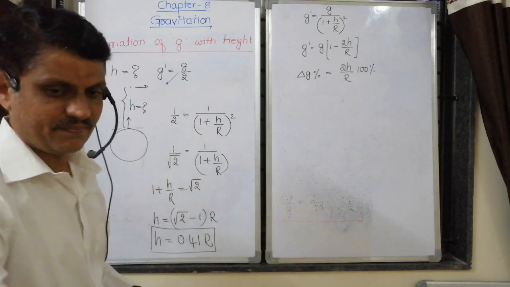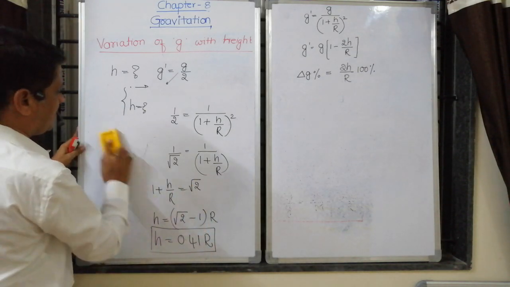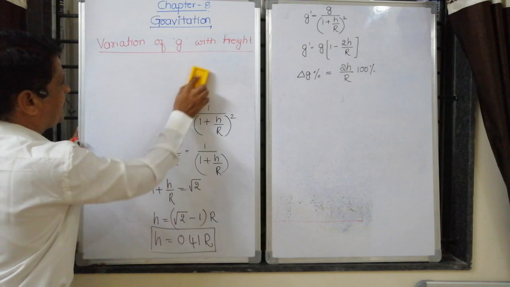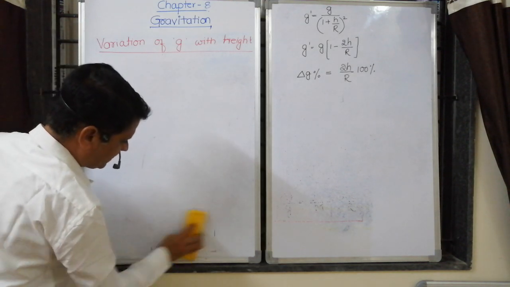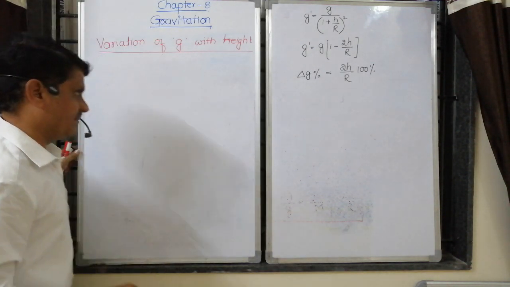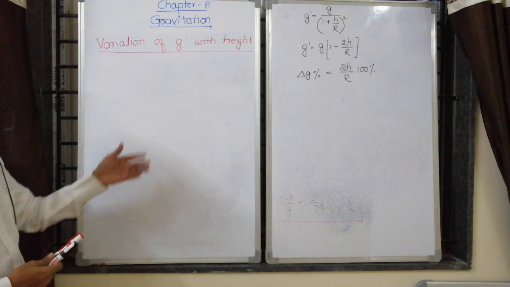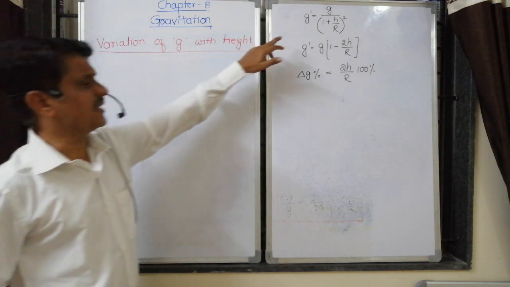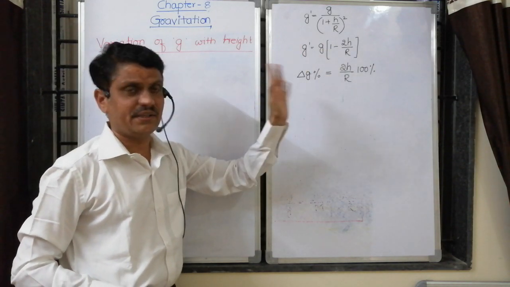Similarly, in different books you come across questions like, at a certain height, say at 100 kilometer, what is the value of g? At 200 kilometer, what is the value of g, and so on, right? So that you can calculate using these formulas directly. I don't want to calculate here.